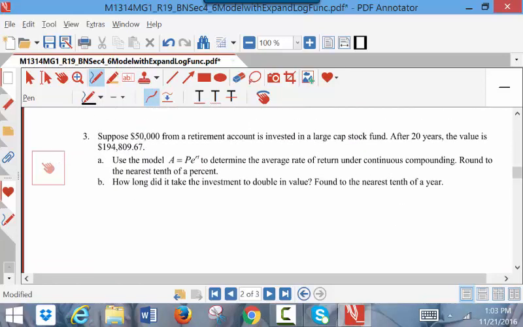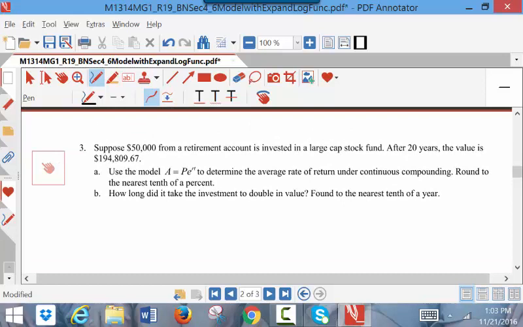All right. So here's another one. This one is a retirement example. Suppose $50,000 from a retirement account is invested in large cap stock funds. After 20 years, the value jumps up to $194,809.67. So it didn't quadruple, but it almost did, right? From $50,000 to almost $200,000. Use the model to determine the average rate of return under continuous compounding.